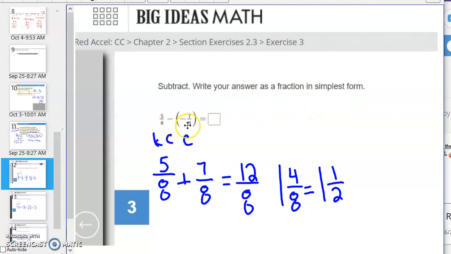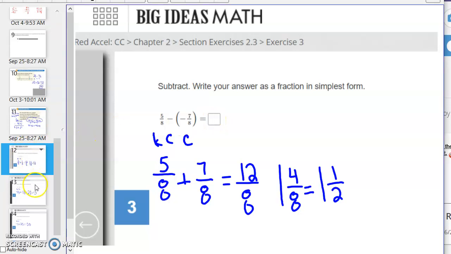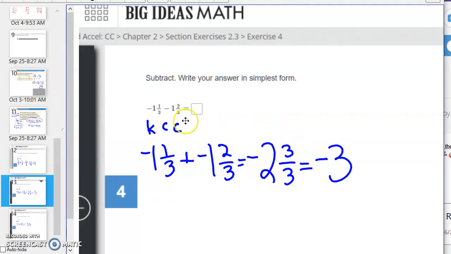So again, I do keep, change, change. 5/8 stays the same, plus the opposite of negative 7/8 would be positive 7/8. I have common denominators, so I add 5 plus 7 is 12/8. Of course, that can be rewritten as 1 4/8, and then 4/8 can be rewritten as 1 1/2. So in this little box here, you would type in 1 1/2, check your answer, and see if you got it right.